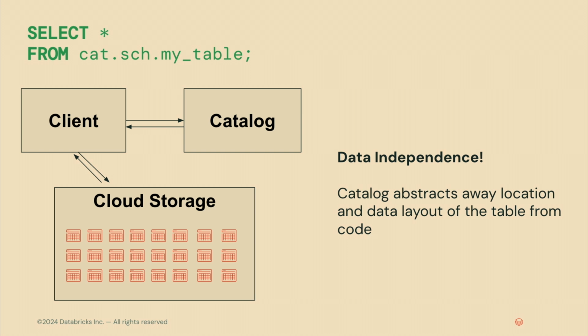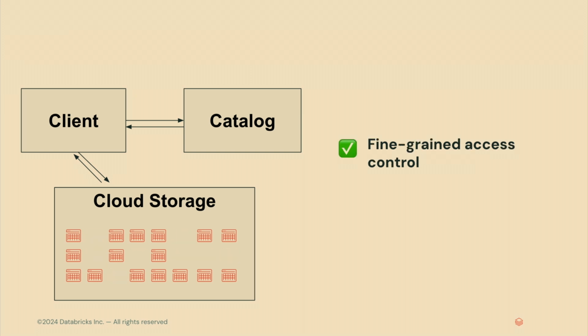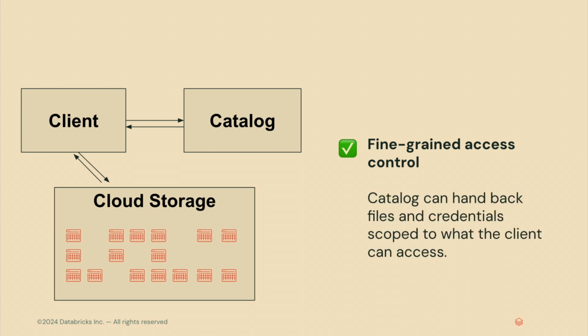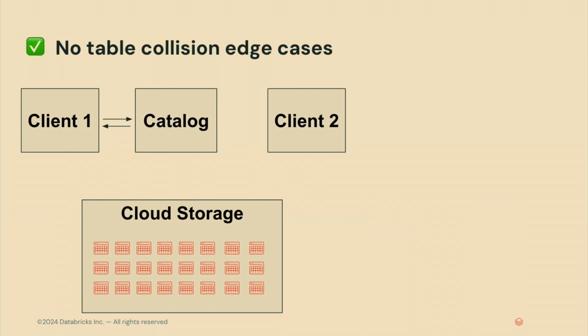So why is this better? Well, this is full data independence. One thing it lets you do is fine-grained access control. Before, you gave access to the whole directory. In this world, though, the catalog can hand back the paths to the files that this client should have access to, and just those paths. And furthermore, it can hand back finely scoped credentials so that the client only has storage level access to the files that it should have access to. Fine-grained access control.